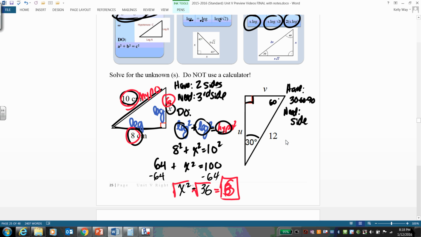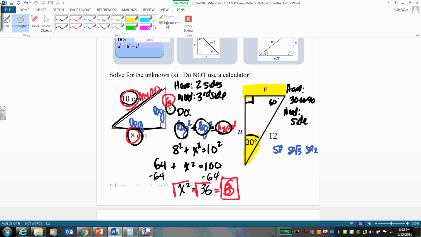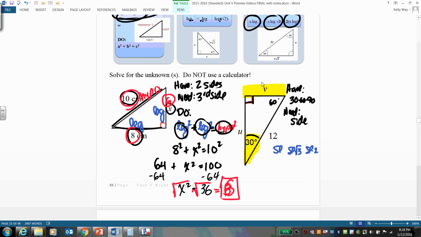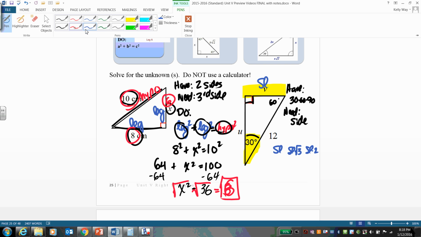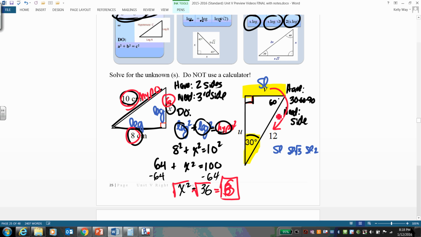It goes short leg, short leg root 3, short leg times 2. So you always start with the short leg in a 30, 60, 90. You identify the short leg is across the smaller angle, which is the 30. So you start by labeling the short leg. Then to get from the short leg to the hypo we times by 2. Short leg to the long leg, we times by root 3.